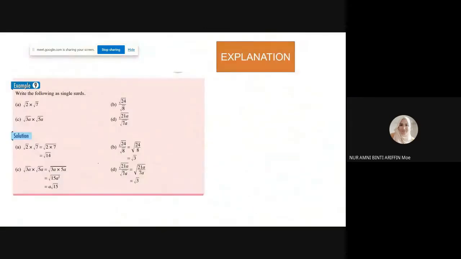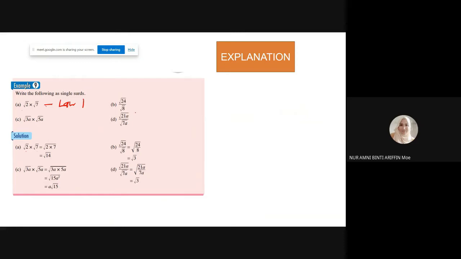Okay, let's look at an example. Example 9: write the following as single surds. We have the square root of 2 times the square root of 7. This one involves the first law, so as usual you just multiply 2 times 7 to become the square root of 14. Then look at example B, the square root of 24 divided by the square root of 8.